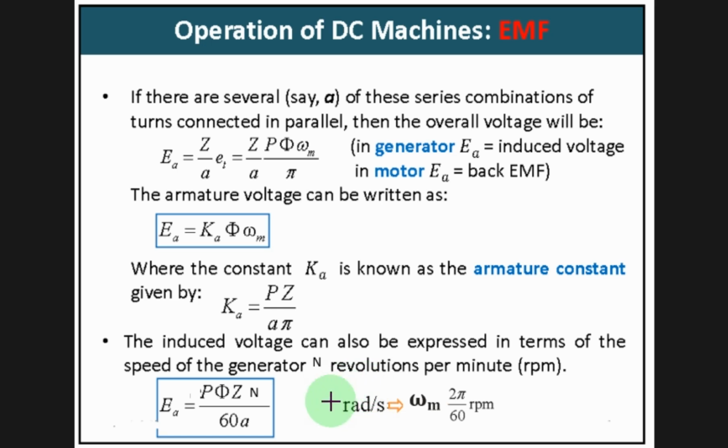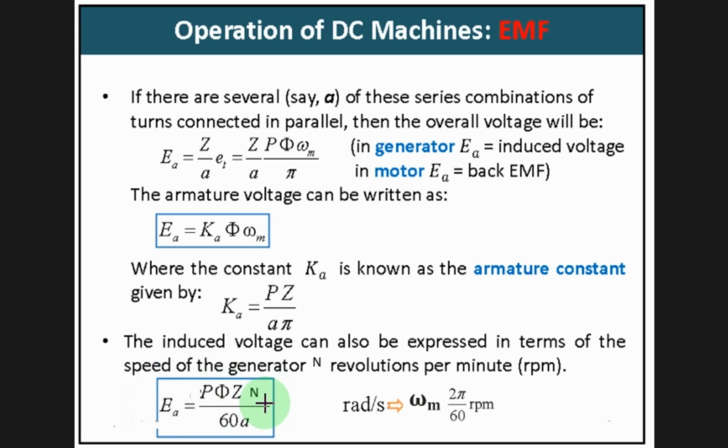Omega is the radians per second, n is the revolutions per minute. So the conversion is, if you want to convert radians per second figure into rounds per minute or revolutions per minute, you have to multiply that value by 2π over 60. So if you put n here, you have to multiply that by 2π over 60 as well. So now you get E_A equals PφZn over 60A, right?